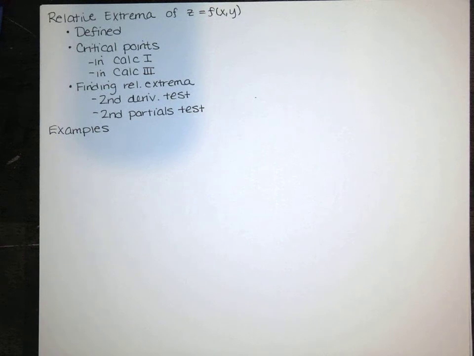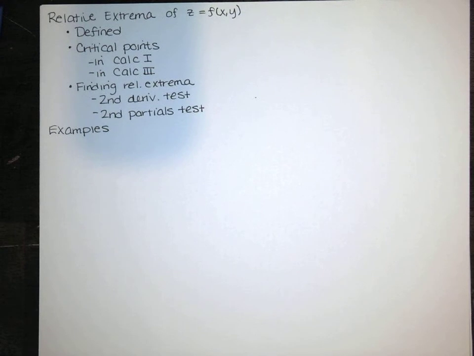This video is about finding relative extrema of functions of two variables. We will define relative extrema for functions of two variables. We'll talk about what critical points are. We'll talk about what they were in Calculus 1. We'll review that, and then we'll extend that idea to define them for Calculus 3.